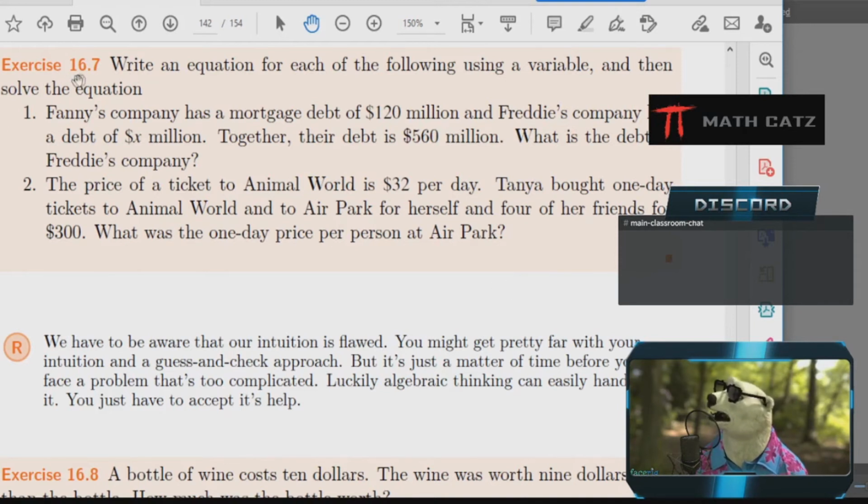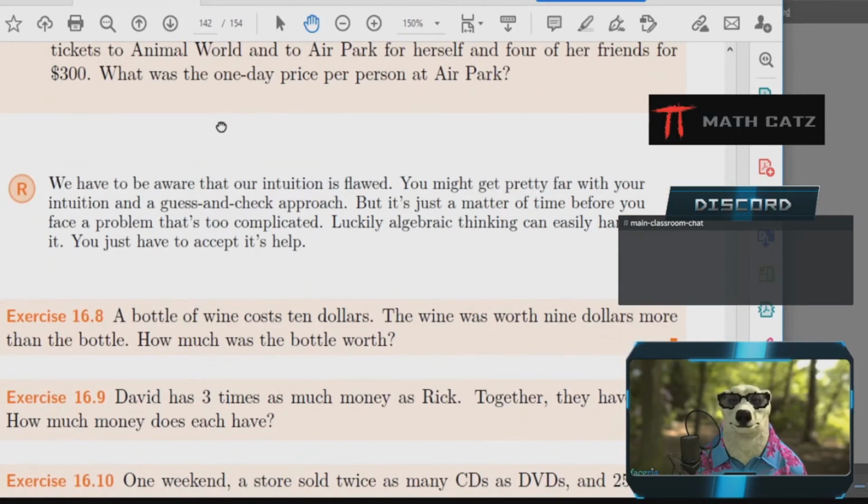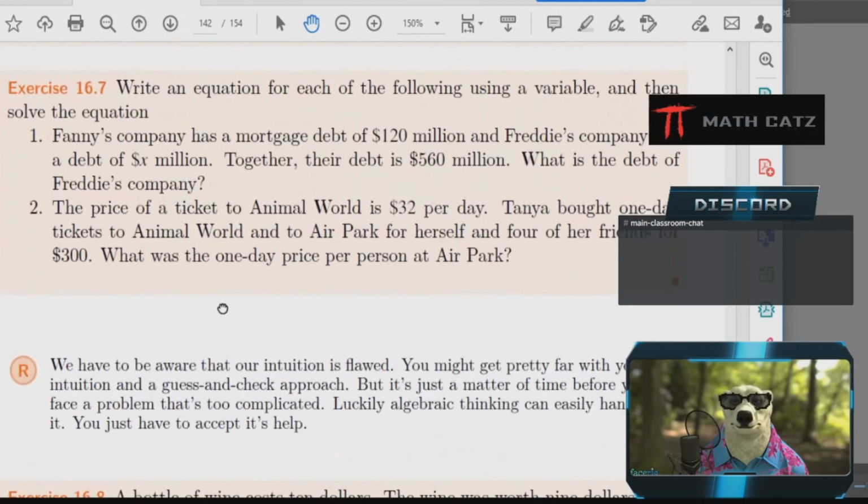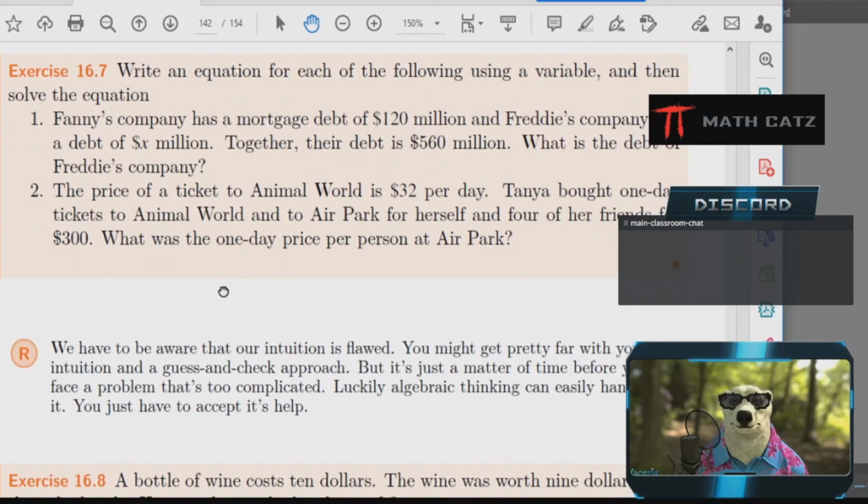So we have exercise 16.7, which I'm not sure why it's different from the rest. It's just 2 word problems. I'm not sure why they're grouped together. They're not related in any way. We'll just see what they say. Write an equation for each of the following using a variable and then solve it. I think they make it easier because they define a variable for me and the others don't. Okay, so let's read number 1.